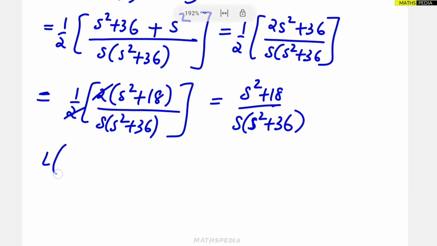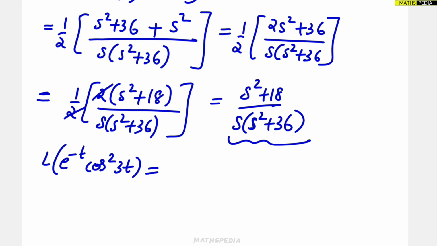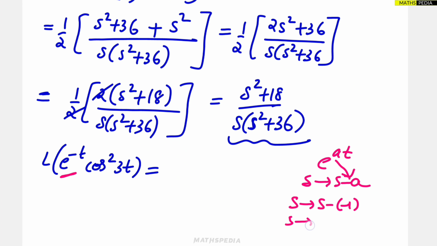So I need to find the Laplace transform of e power minus t into cos square 3t, right? This is just the Laplace transform of cos square 3t. So what change will happen? s will be converted into s minus a. What is a here? For e power at, we have to take a. What is e power at here? e power minus t. So what is the coefficient of t? Minus 1. So s has to be converted into s minus minus 1. Very important. So s has to be converted into s plus 1. Whatever is there in this, we have to convert that into s plus 1.